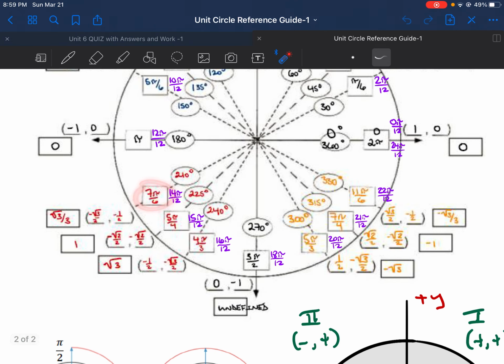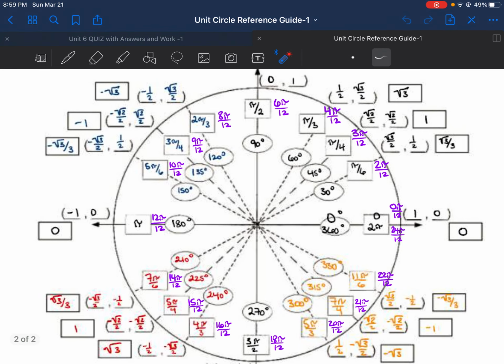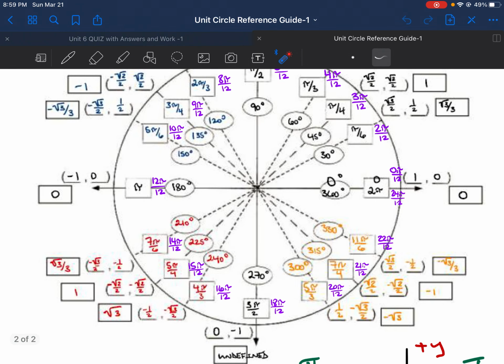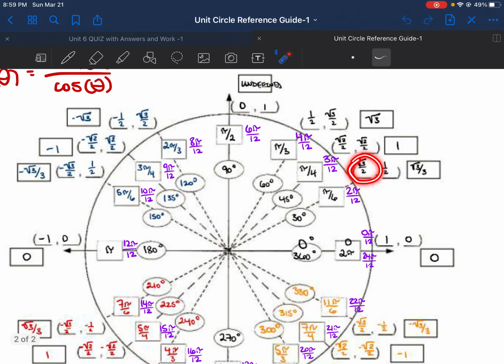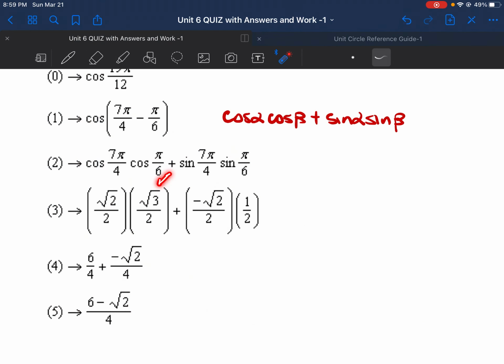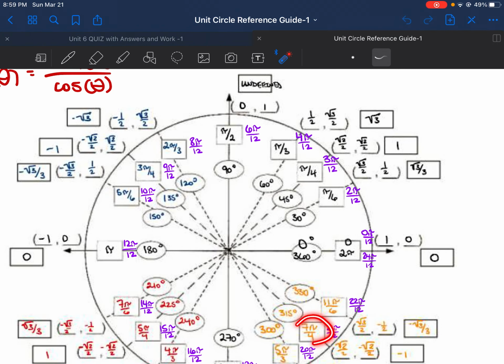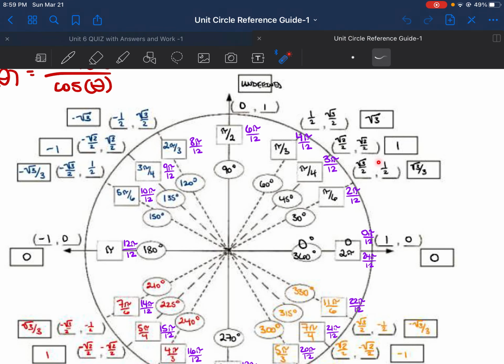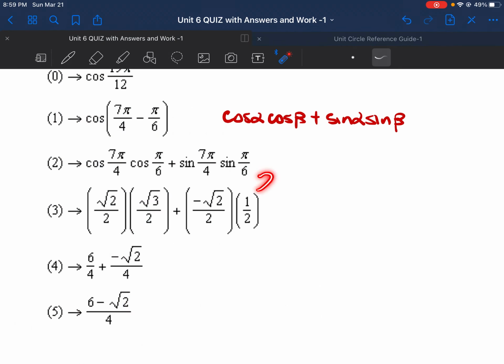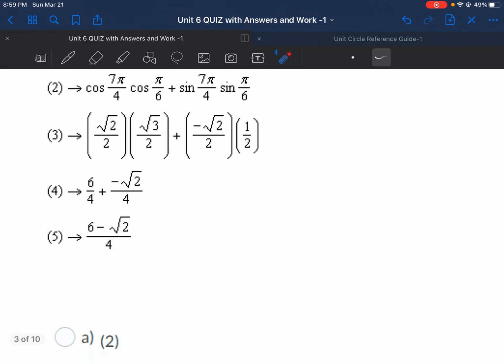Here's, that's not 7 pi over 4, where is it? There it is, 7 pi over 4. Cosine is square root of 2 over 2. That looks good. Let's go do cosine of pi over 6. Square root of 3 over 2. That looks good. Sine of 7 pi over 4. Negative square root of 2 over 2. That looks good. And sine of pi over 6. 1/2. That looks good. Excellent. So everything looking good so far.